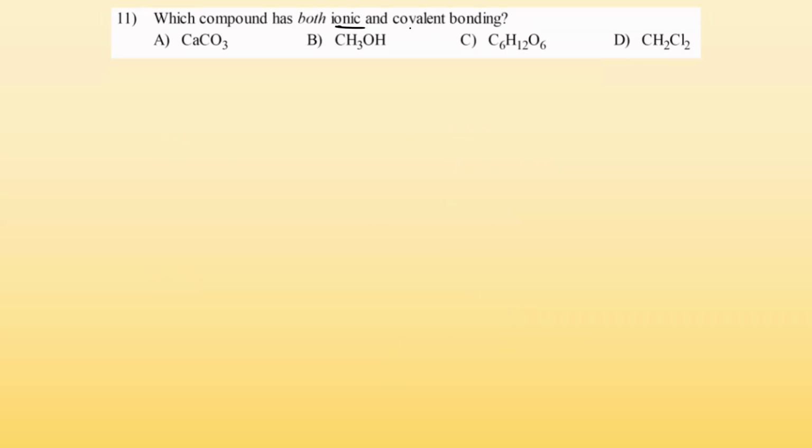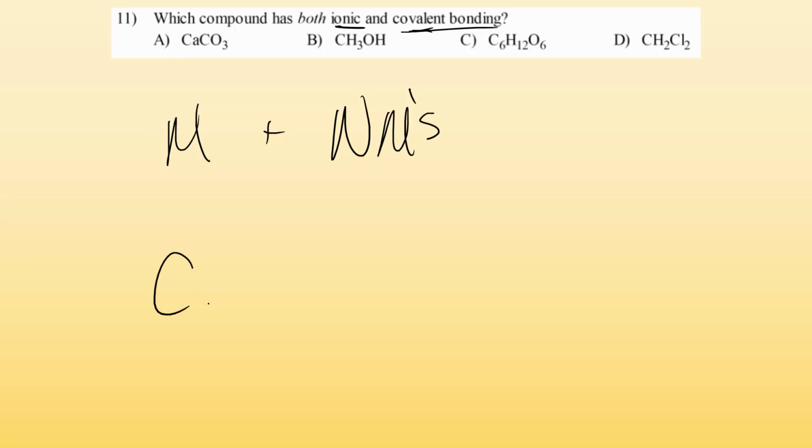Interesting. We need ionic and covalent. So I need a metal and multiple nonmetals. Usually with a question like this, the covalent bonding is in some sort of polyatomic ion. So let's take a look. Calcium carbonate. I have calcium, which is going to be my metal, and carbonate, which is a CO3.